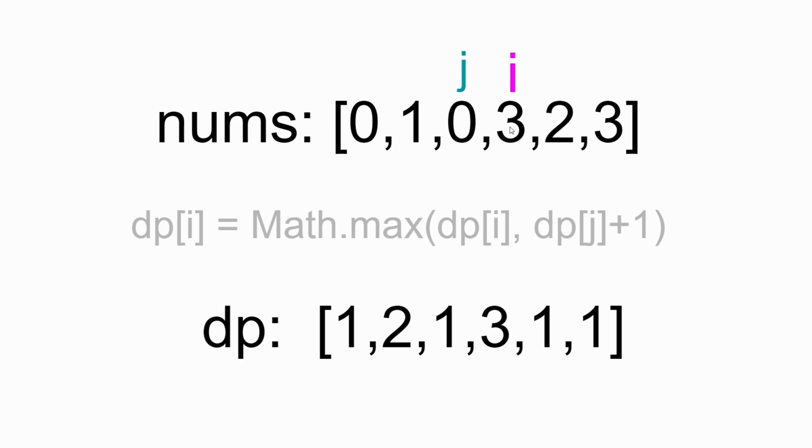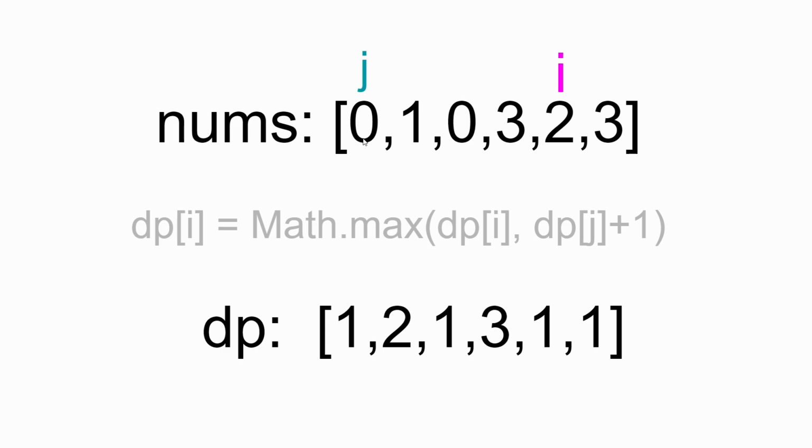Increment j, same thing. We're going to say, is nums at I greater than nums at j? It is. We go into this logic. What is the math.max of dp at I, which is 3, and dp at j plus 1, which would be 2? So 3 is still greater, so we don't have to do any changes here. And now we can increment I, j starts at 0 again, and we repeat the process.